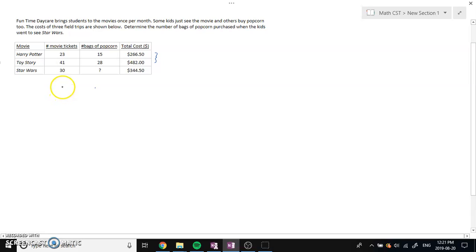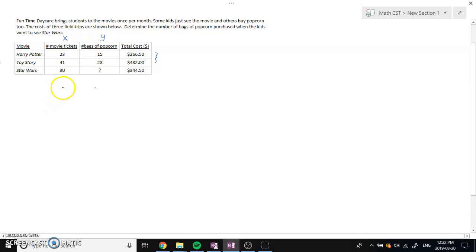We use a method called the elimination method to solve these kinds of questions so that you don't have to rearrange the equation in y equals ax plus b form. We can just write them out in general form, and that begins by assigning one of the variables, in this case movie tickets, the variable x, and the second variable, bags of popcorn, y.